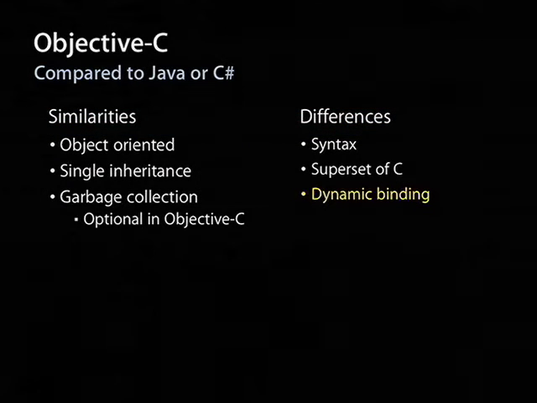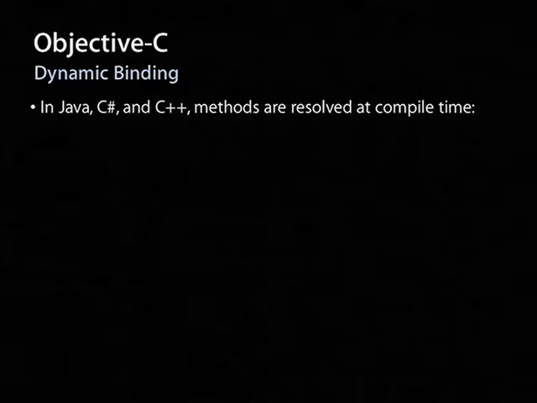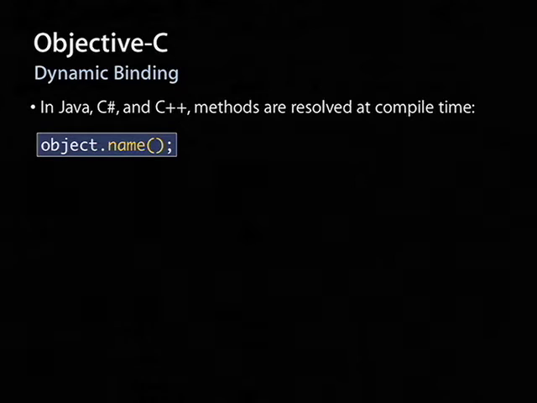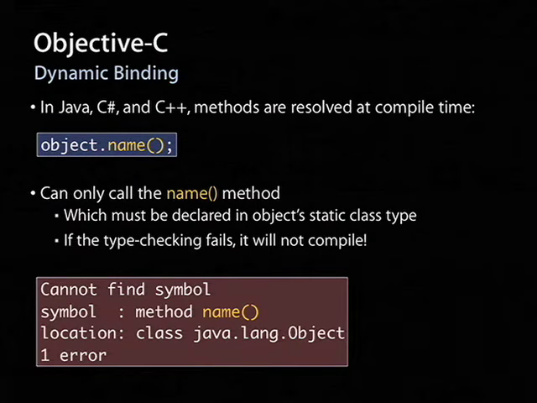So lastly, the last important difference is dynamic binding. What is this about? Well, in a language like Java, methods are resolved at compile time. So if you call the name method on an object, the compiler has to know that this name method exists. And all it can do is call the name method. So if the object is not of a type that supports the name method, you're going to get an error like this at compile time. You cannot find symbol.